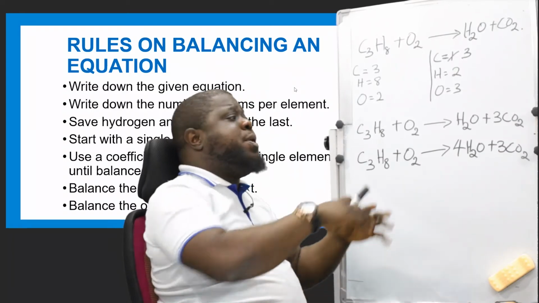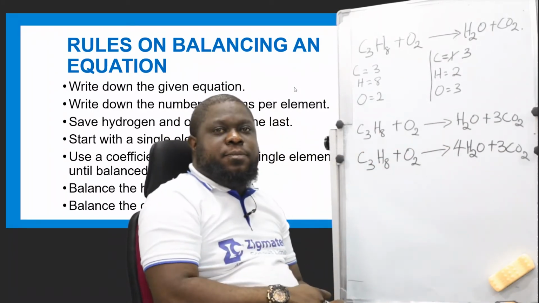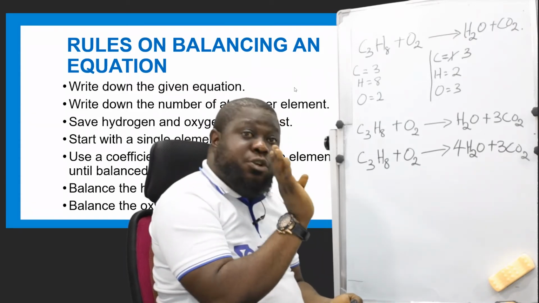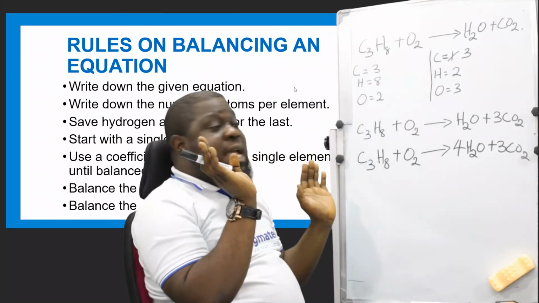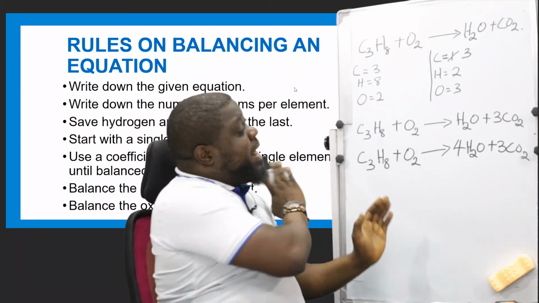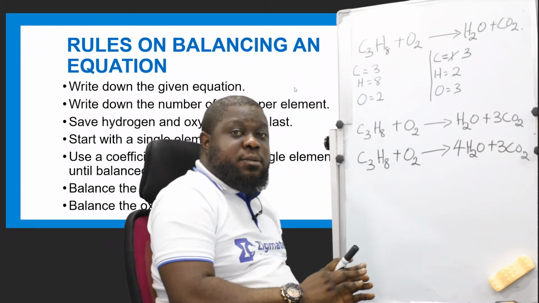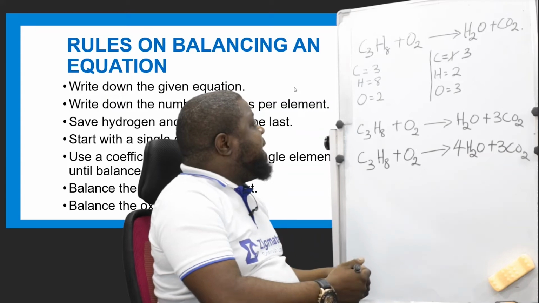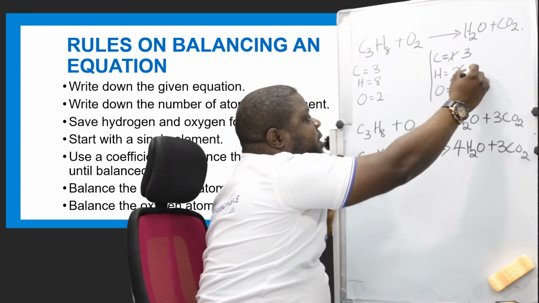Remember, you're not dealing with the whole compound. You're dealing per element. It is per element you're balancing. Every element, that's what you're balancing. That's why they say you write out the number of atoms per element. You're not balancing the whole compound, no. It's only the element you're balancing. Okay? So we have balanced hydrogen as 8 here and 8 here. So you cancel the 2 and put hydrogen as 8.